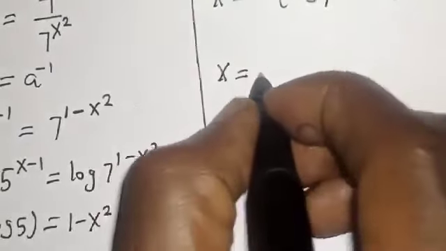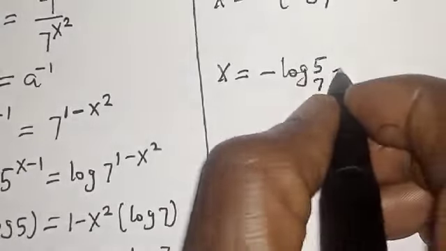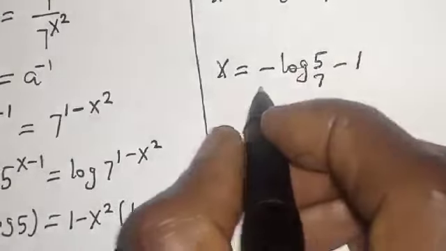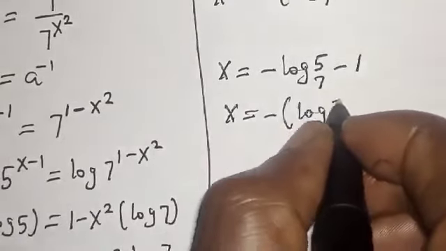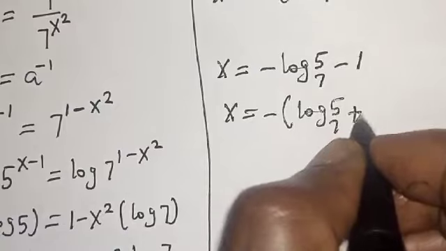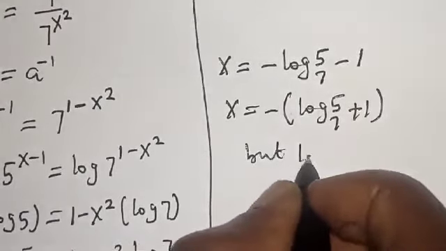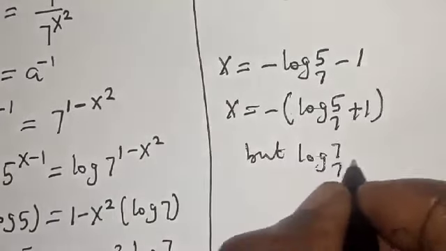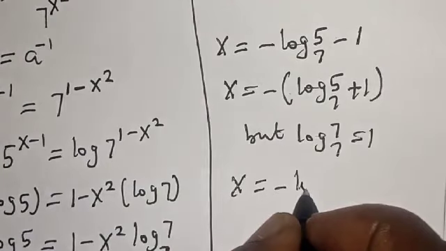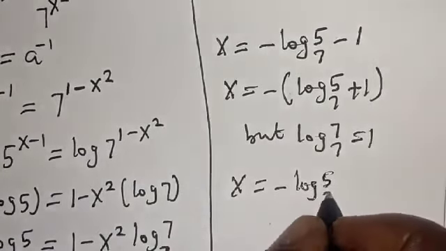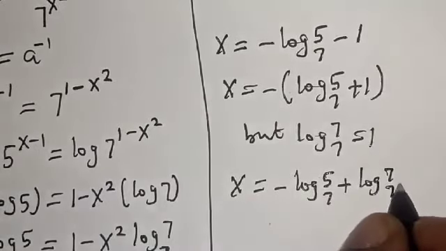x is equal to minus log 5 base 7 minus 1. Then x is equal to minus into log 5 base 7 plus 1. But log 7 base 7 is equal to 1. x is equal to minus log 5 base 7 plus log 7 base 7.